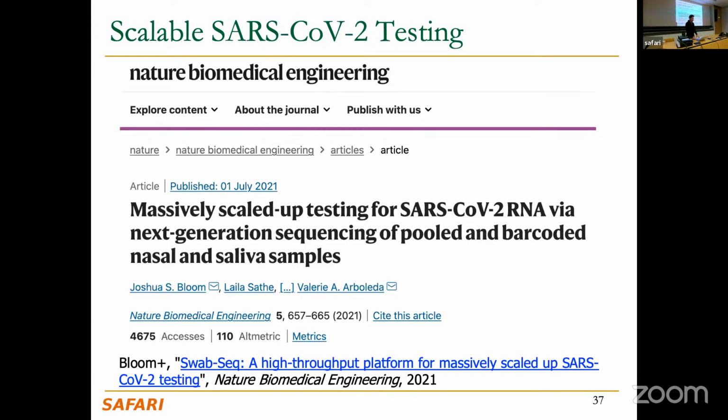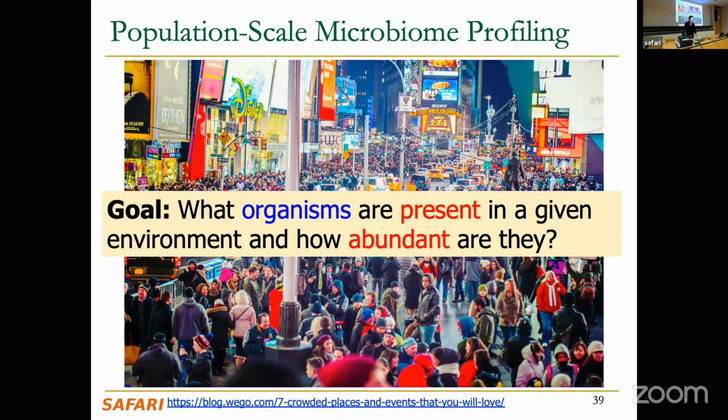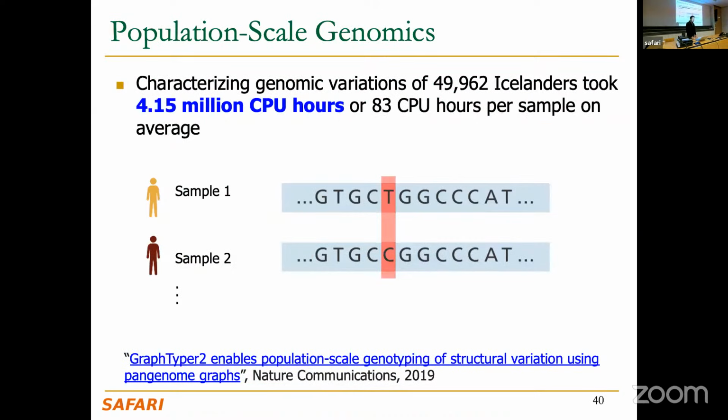So I guess the other point is large scale analysis. One example is population scale microbiome profiling. The goal could be: what organisms are present in a given environment and how abundant are they? Population scale genomics can also try to answer, given a population, how can we understand the profile of that particular population? Are they prone to a particular disease or not?